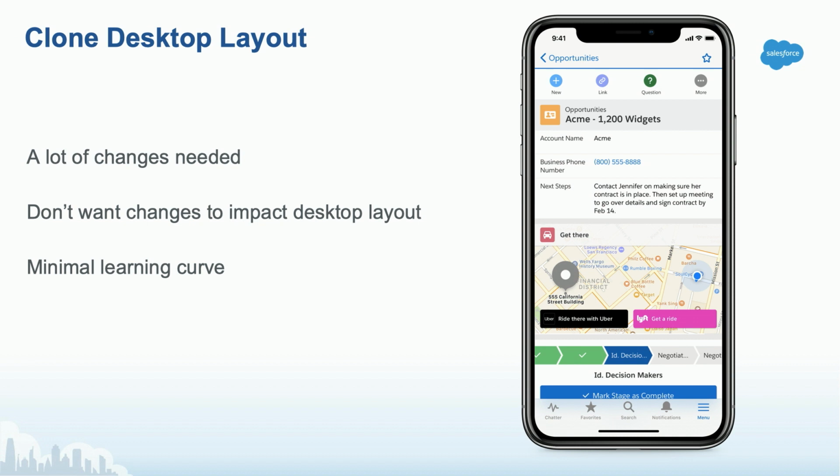So when there's an existing desktop layout out there that your users are already using, and you don't want any changes to be made on that desktop layout, you should clone the desktop page and then start tailoring it to their mobile needs. Again, there will be a minimal learning curve because you're reusing the components on the desktop page in the mobile context, but making sure that it's tailored to their need.